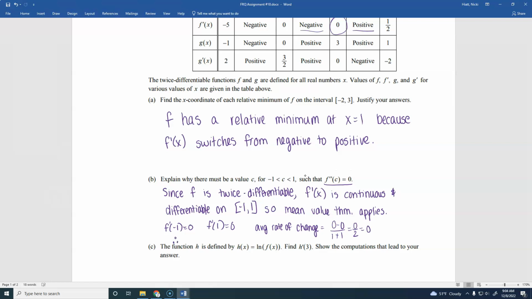Therefore, and then here is where you basically just restate what the question asked you. There must be a value C for -1 less than C less than 1 such that f double prime of C equals 0.